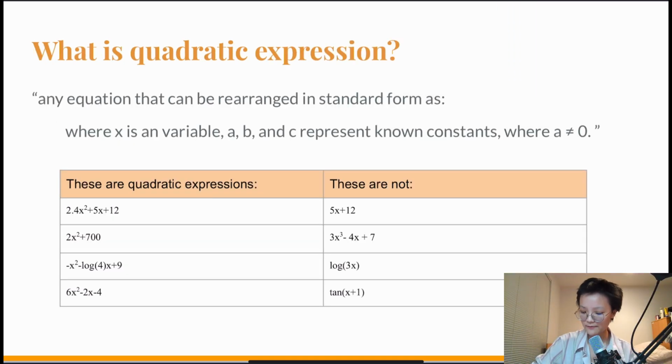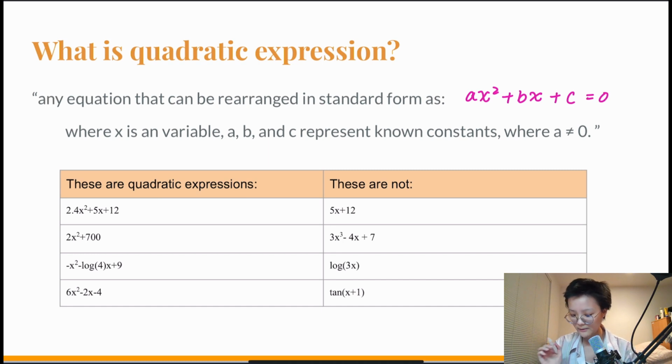If you'd like to have a definition of it, it is any expression in this form, ax² plus bx plus c equals 0, in which a, b, c are all constants, which means they will not change like x does. So, for example, a, b, c could be anything like 2.4, 700, log of 4, or minus 2, any constant, any number.